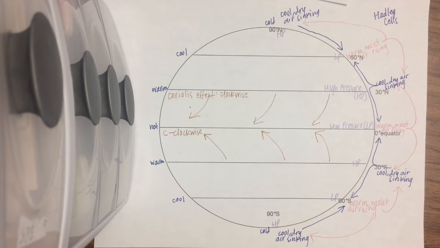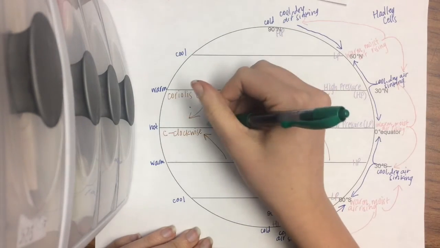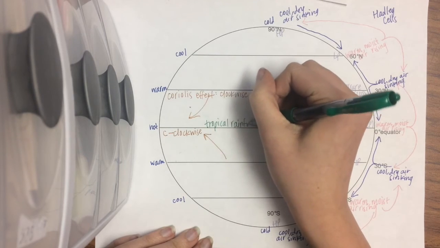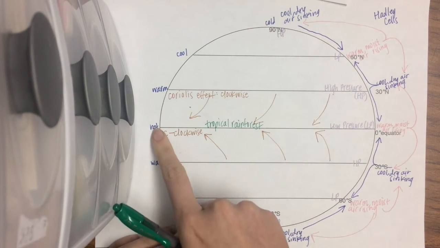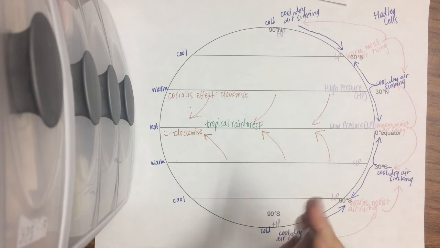So our first type of biome is going to be a tropical rainforest. We're going to see those at the equator. That's because that's where we see warm temperatures, and it's also where we see a lot of moisture. So those two together are what makes our tropical rainforest.